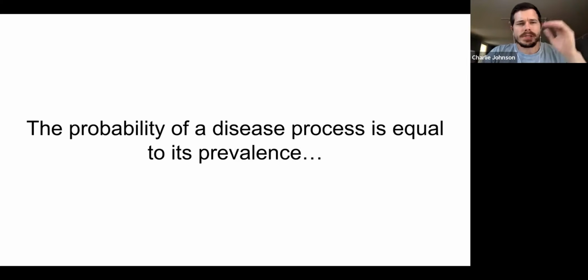So this is really important to understand. The probability of a disease process or an SI joint problem, let's just say, is equal to its prevalence. Meaning, if you just called me up right now and you said, Dr. Charlie, I have some back pain, butt pain, leg pain, whatever. Well, there's automatically, without asking you any other questions, a certain prevalence, if you will, of conditions.